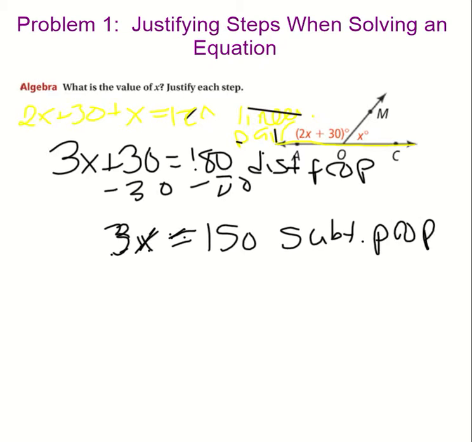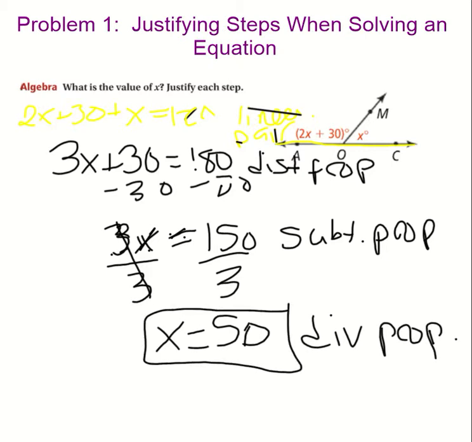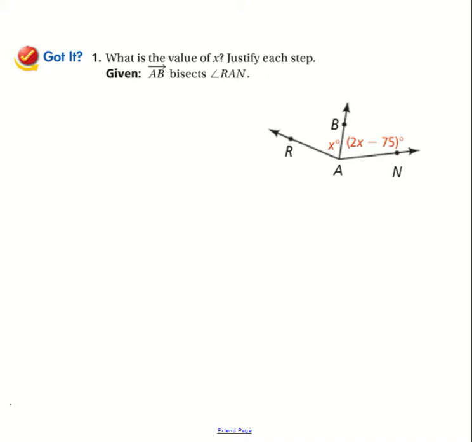Now I can use the division property, divide by 3, x equals 50 by the division property of equality. And there you have it. We solved for x. We justified each step as we went, which is exactly what we need to do. So, you are now going to do a similar process here. So, pause the video and take the time to do that here.